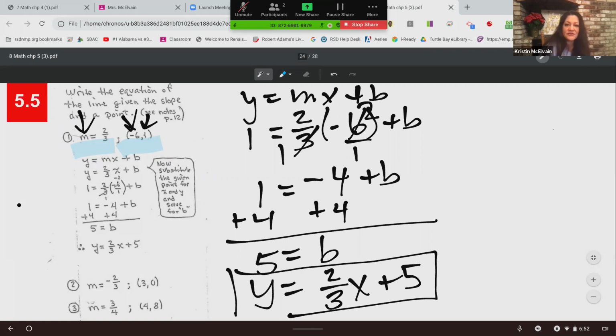So you're simply plugging in the values that it gives you, solving for b, and then that gives you the equation of a line. Now, the reason that we leave it as x and y right there is because there's infinite possibilities for all the different x, y points on that line.